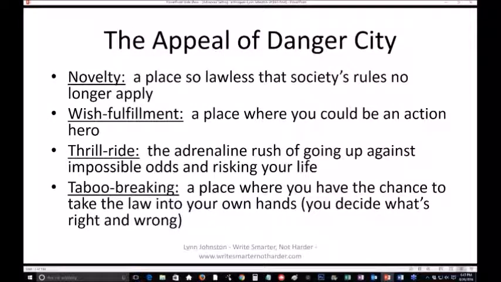So looking at Danger City, I see multiple appeals for a setting like that. Novelty, it's completely lawless. It's very Wild West. It's not like most towns that you go to today unless you're going into a really bad neighborhood, which is unfortunate. There are places that are that lawless. And we as a society need to work on that, but also there are certain stories that you can tell that are really fun to read when you have a place where anything could happen and everything is dangerous. Every corner holds another danger. So that's the novelty appeal. There's a wish fulfillment appeal there.